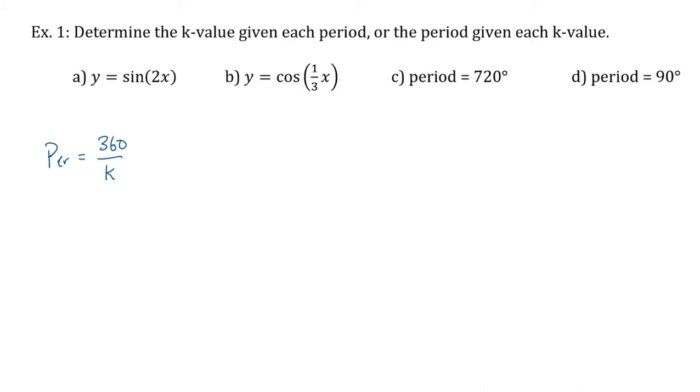Well, in this case, what is k? It's 2, because it's the number that's multiplied by x. If it was out front, it would be an a value. It's in the brackets, and it's not added, it's multiplied, so it's the k value. Very good. So k is 2. So in this case, the period is 360 divided by 2, which is 180.